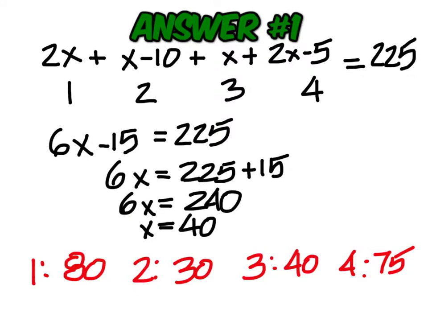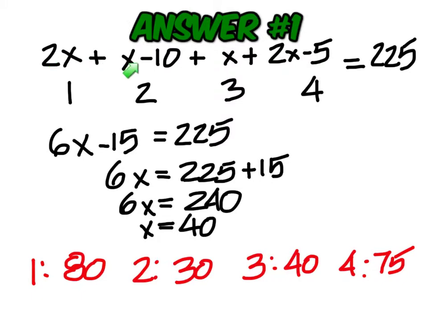For the first one, the reference was the third one. It's the one that you don't know anything about. So the third one had to be X. And the first one is twice as big as X. The second one is 10 less. And the fourth one, 5 less than twice.